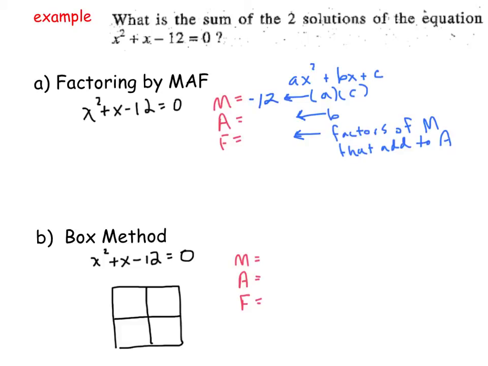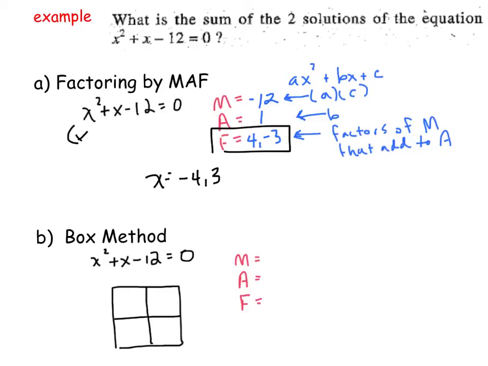The a is always your b value. Okay, so that would be, in this case, just 1. So now I'm asked, what multiplies to negative 12 but adds to 1? In this case, it's 4 and negative 3. When there's no number here in front of the x, your work is pretty much done at this point. Your x value equals the opposite of f. So my x values are negative 4 and 3.